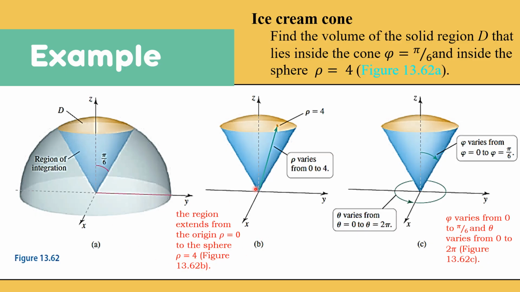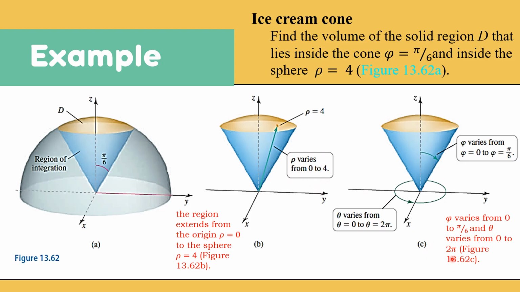In figure B, we can see that the region extends, ignoring the gray region, so what remains here is the cone. So the region extends from the origin at rho equals 0 to the sphere rho equals 4. We can see it here, the limits. So rho varies from 0 to 4. We can take note of that as our limit for rho.